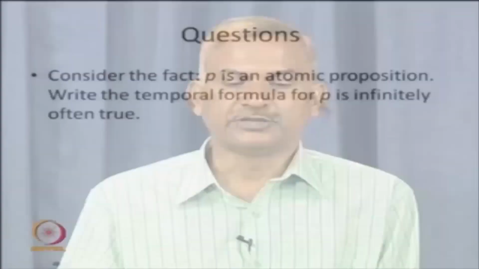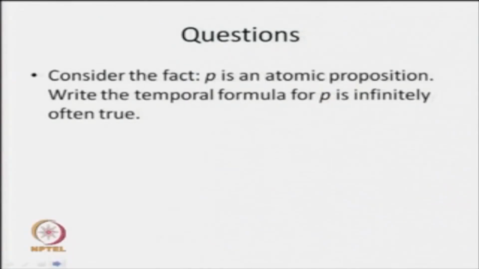Now, here is another question you can think about. P is an atomic proposition. Now, I am saying: write a temporal formula for P is infinitely often true. What does it mean? It is infinitely often coming, that means it is true and after some time again it will be true. In temporal logic you can write this behavior like this: globally eventually p. Infinitely often means globally it should come, and what should come? In the future p holds.